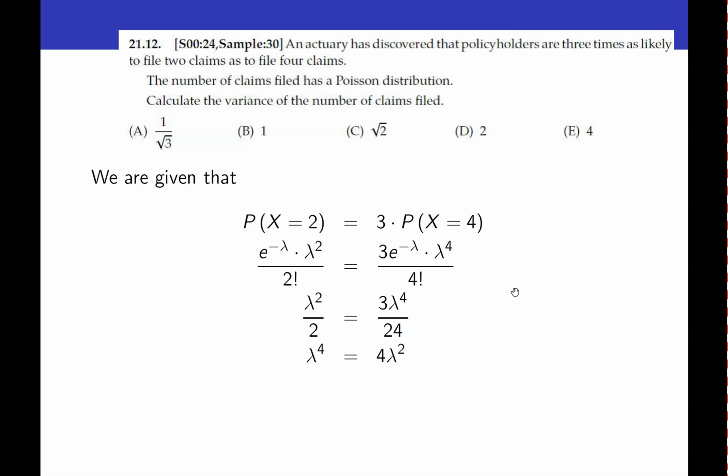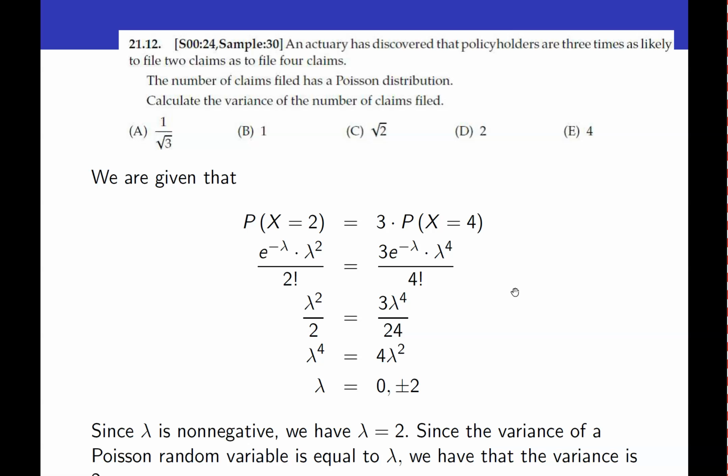If you were actually solving this equation, wanted all the roots, you would move it over to one side, set it equal to 0, and factor. If you did that, you would find 3 roots. You would get lambda as 0 and plus or minus 2. But again, we're dealing with a Poisson random variable. Can't be negative, can't be 0, so we have to have lambda as 2. And like I mentioned at the beginning, that means the variance is 2, which is cut off at the bottom of your screen here. But trust me, the variance is 2, which is answer D.